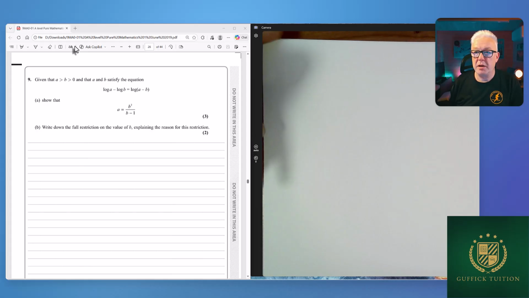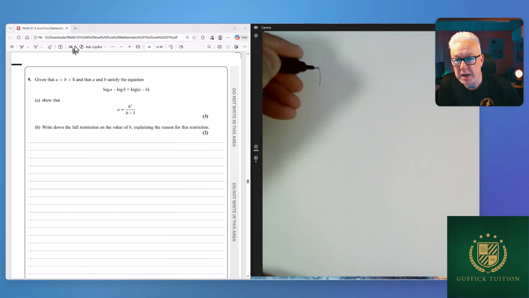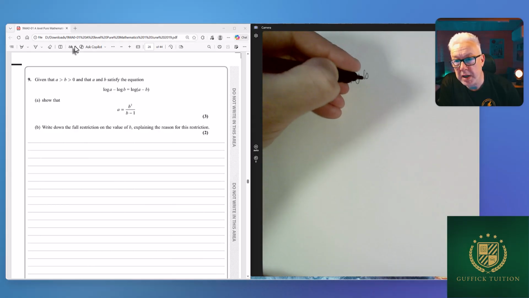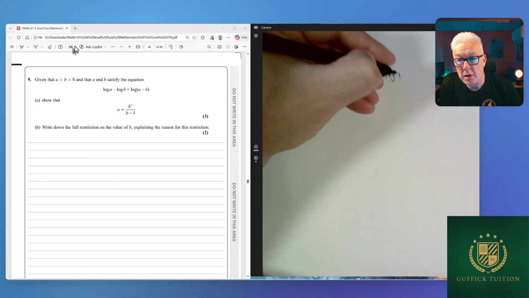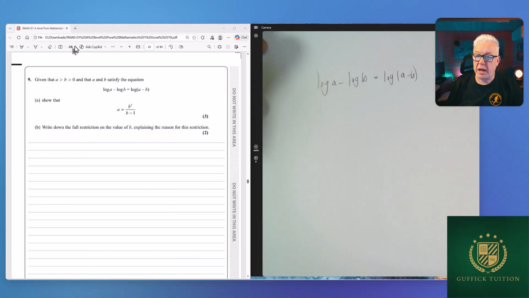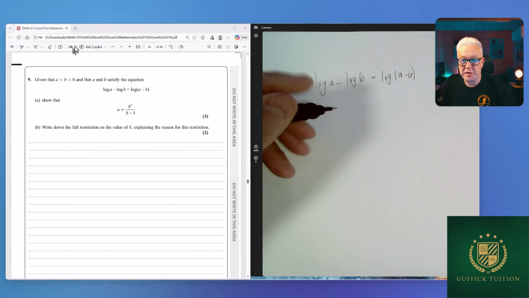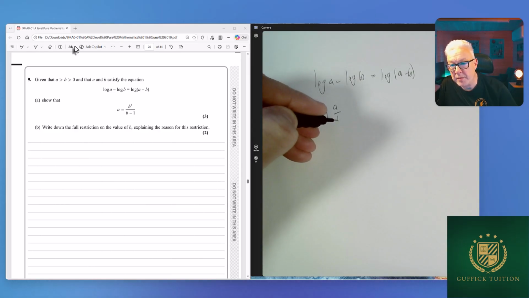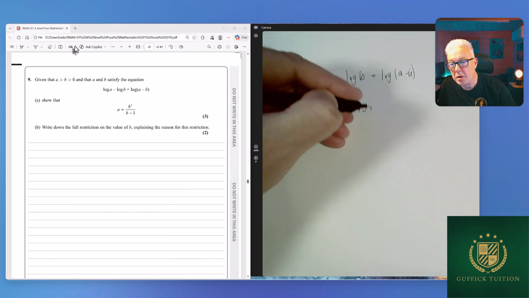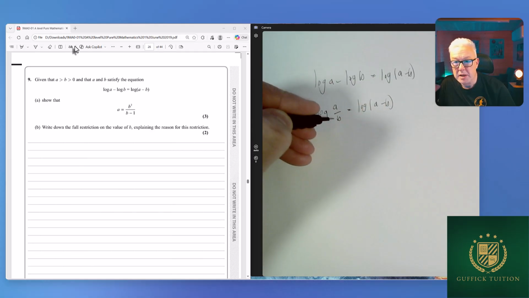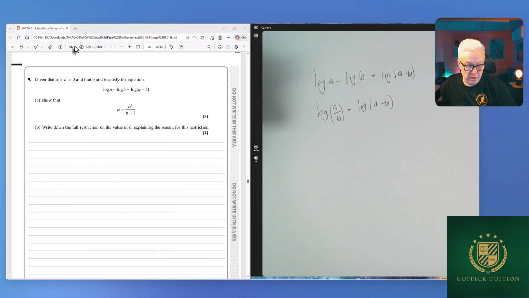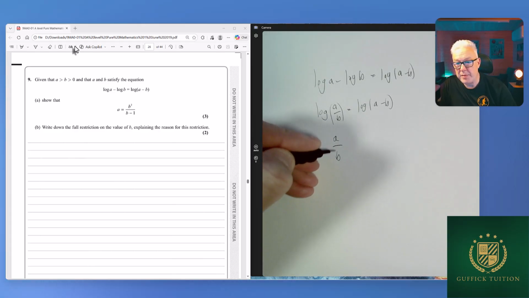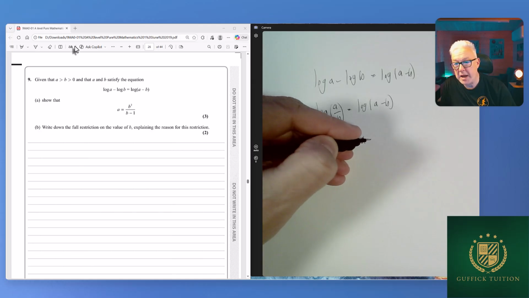Okay, so first of all, let's have a look at writing that down. So we have log a minus log b is equal to log of a minus b. What we need to do here is use the laws of logs to write this as a quotient. So this is going to be log of a over b is equal to log of a minus b. Now that we've got that, we can reverse the logs and write this as a over b is equal to a minus b.